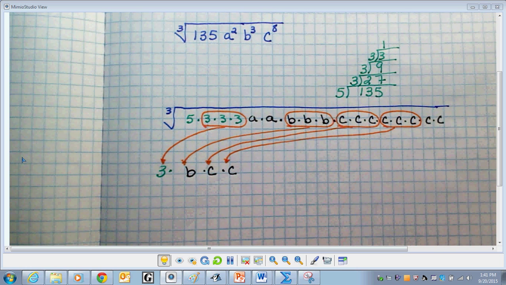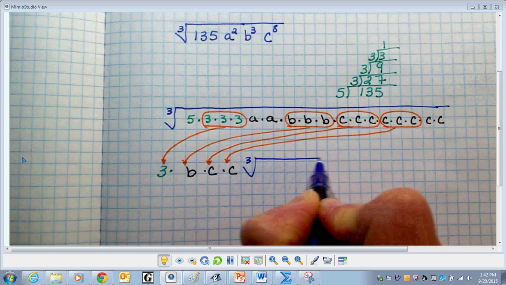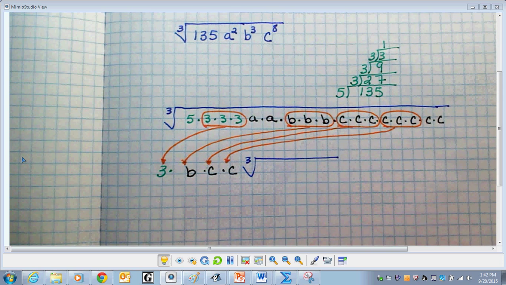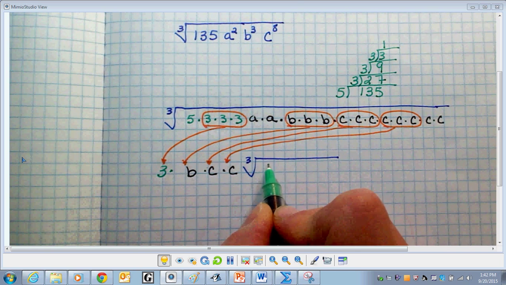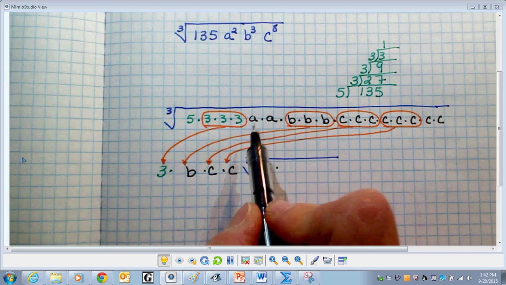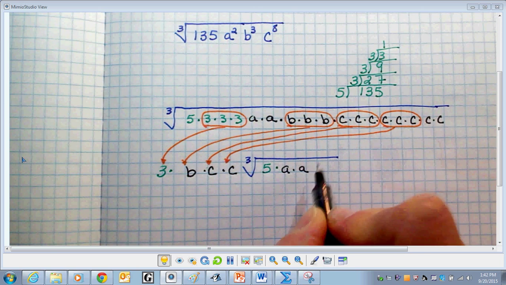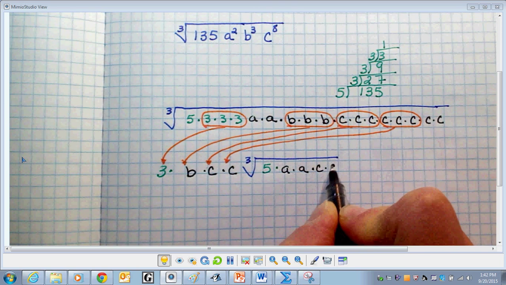Okay, no more triplets. So now I'm going to rewrite my radical. What do I have underneath my radical that was not a triplet? Well, I have a 5 that was just by itself. And then I have A times A. And then I have C times C.